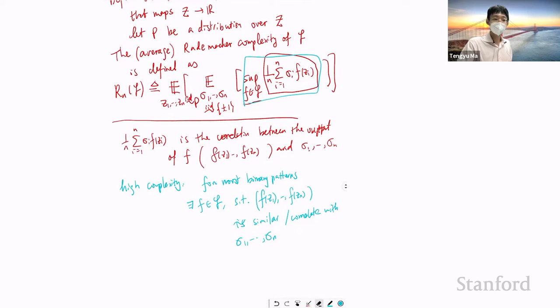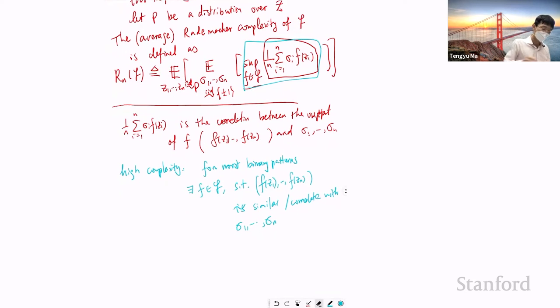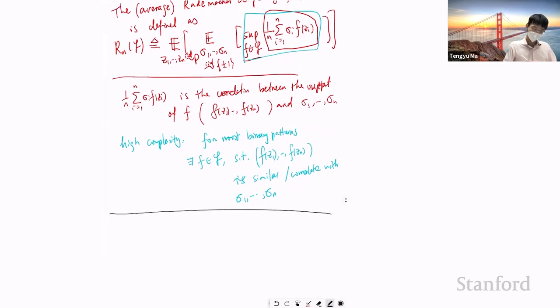Okay, cool. Now let's see why we care about this. Why do we care about this Rademacher complexity? The reason is that you know the following.